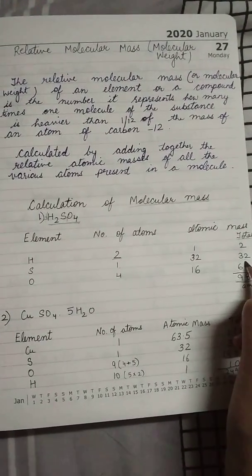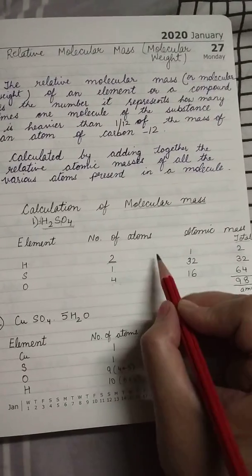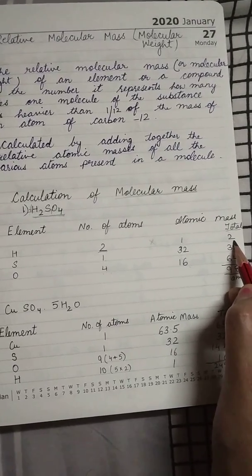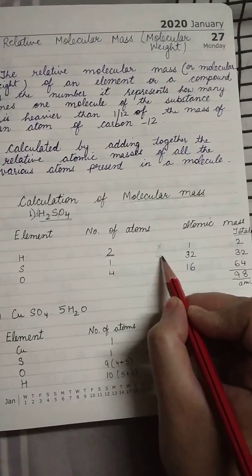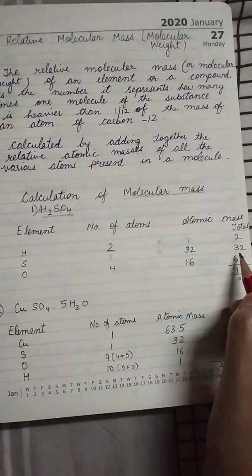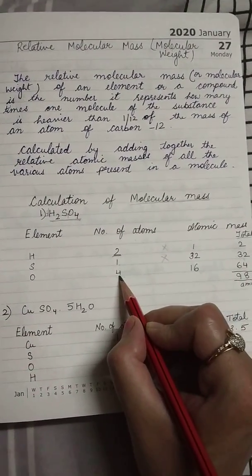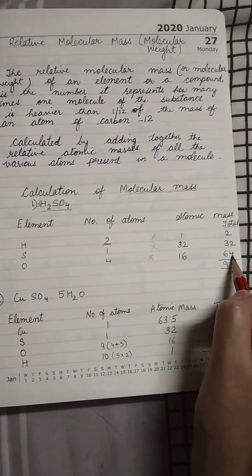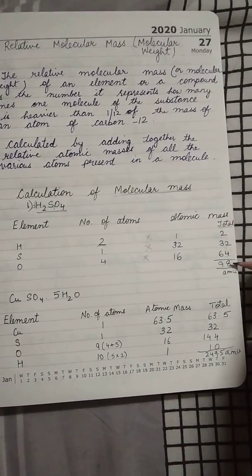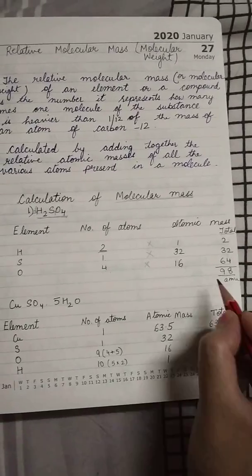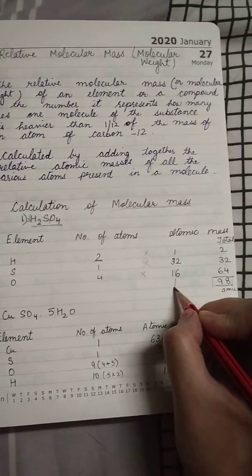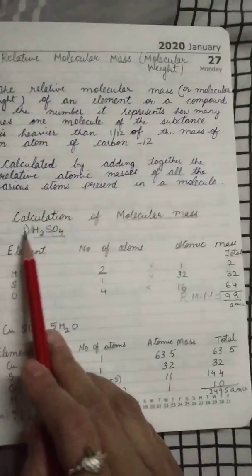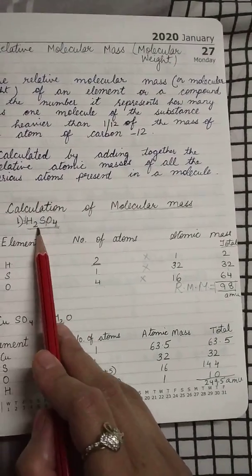Now total is number of atoms multiplied by the atomic mass, which comes out to be 2. Again, number of atoms multiplied by atomic mass gives 32. Again, number of atoms multiplied by atomic mass gives us 64. And then we have to simply add them all up. That comes out to be the relative molecular mass of that particular compound or molecule.